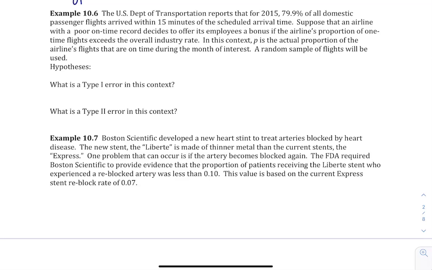So your hypotheses, the null is that they simply meet the domestic overall rate, 0.799. But what we're interested in is that they've exceeded that, because they get a bonus if they exceed it. So did they meet it or did they exceed it? Now, you might start thinking, what about less than? That's possible too. Well, that's actually built into that entire null hypothesis, where if it's something less than, that's still going to end up in the null.